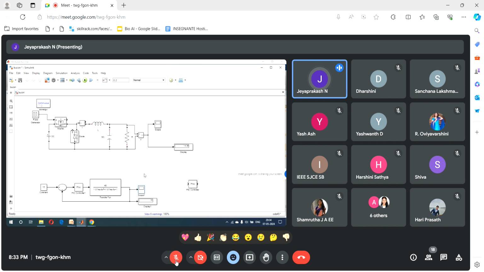Suppose I derive the PI values mathematically. Then whatever values I calculate can be applied here, and we get the exact output value.